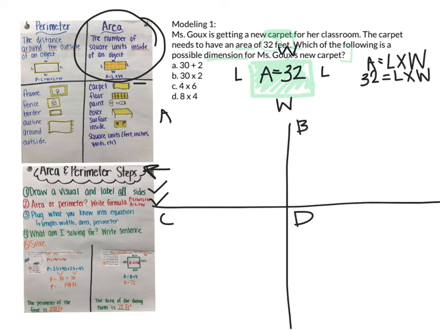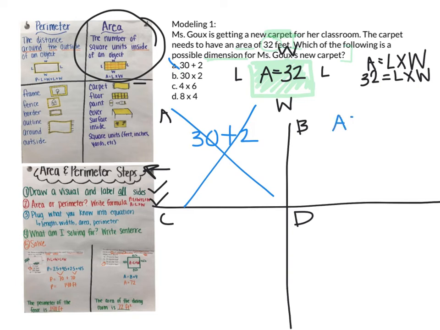First up, let's take a look at answer choice A. Answer choice A says 30 plus 2. Our formula for area is length times width. Here we have an addition symbol, so I already know that this one is not correct, and we can eliminate A. Moving on to answer choice B.